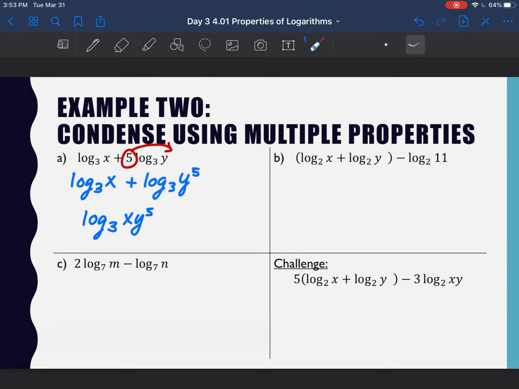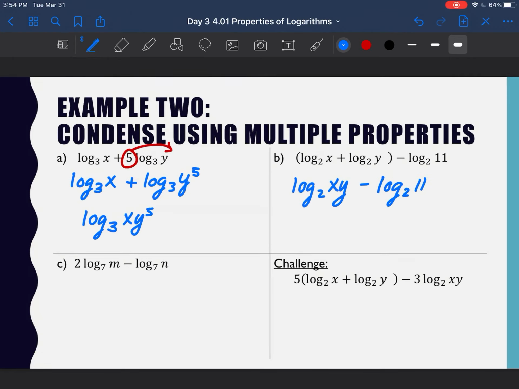The second example, notice how this one has parentheses here. Remember, parentheses tell you that you need to prioritize these two, so you're going to combine those two logarithms first, and then after you combine those, then you can combine it with the third logarithm. So combine these two. This one is addition, so you're going to combine using multiplication. So this would look like log base 2 of x times y. Drop down the other logarithm.